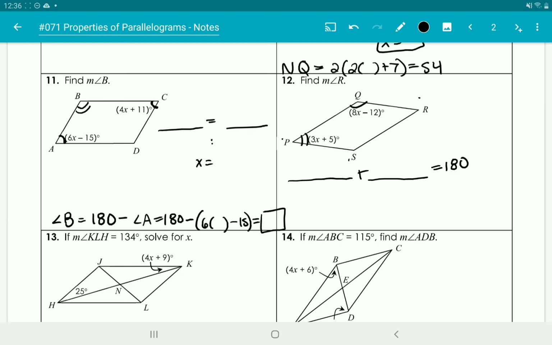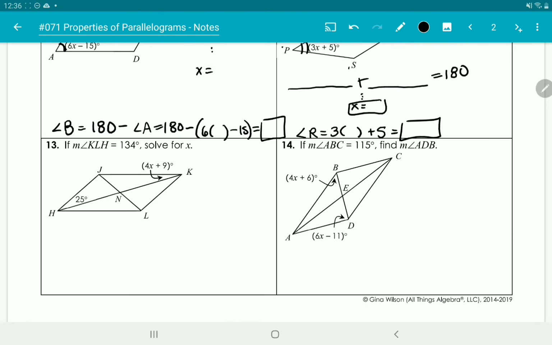Go ahead and solve for these, and then solve for angle R after that. You know that angle R is the same as angle P. So once you solve for x equals whatever, you're going to just plug that in right here: 3 times x plus 5, put in your x, and that's going to be your answer. Okay, so I'm just setting those ones up. This one I will actually solve, and then you will do number 14 on your own.